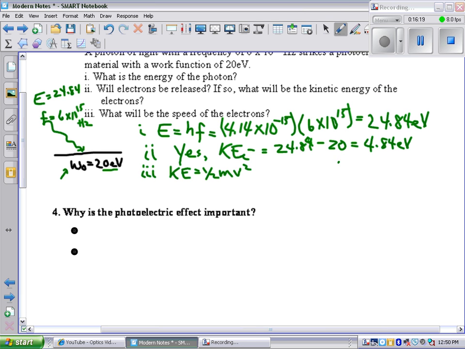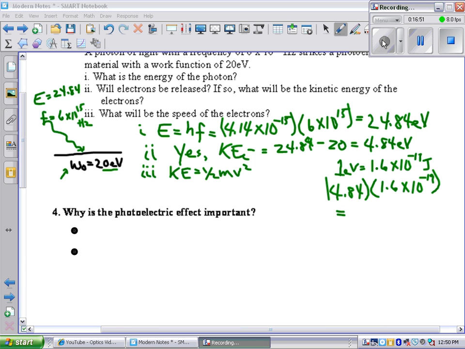It turns out that 1 eV is 1.6 times 10 to the minus 19th joules. So if I want to convert this eVs to joules, I'm going to multiply by that 1.6 times 10 to the minus 19th. So I'll take 4.84 and multiply that by 1.6 times 10 to the minus 19th. And when I do that, I get a value of 7.74 times 10 to the minus 19th joules.